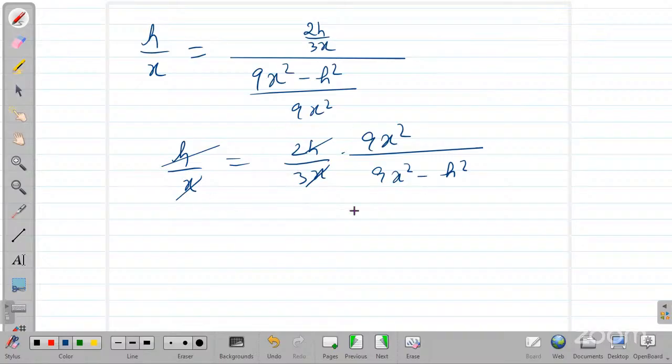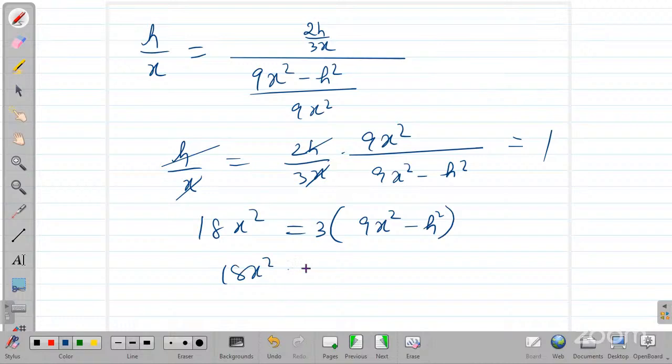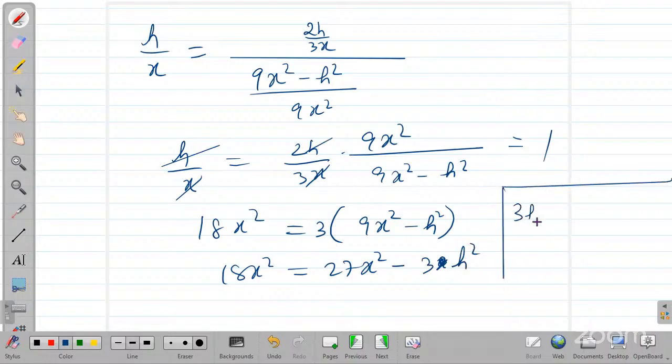Now the right hand side is equal to 1. So I'll just take the 1 to the right hand side here. So 18x square is equal to 3 times 9x square minus h square. 18x square is equal to 27x square minus 3h square. So 3h square is equal to 9x square. H square is equal to 3x square. H is equal to square root of 3x.